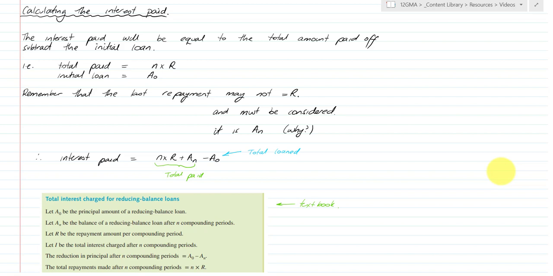In the previous two videos I've set up an understanding of reducing balance loans, how they work and how we can deal with them recursively. We are going to move forward into a more formulaic approach, but for now, with the recursive feature, we're going to talk about calculating the interest paid.